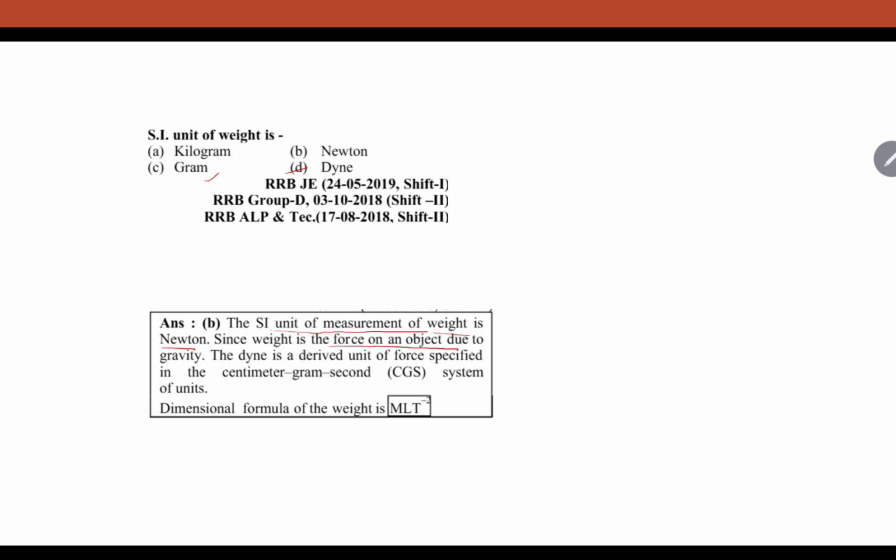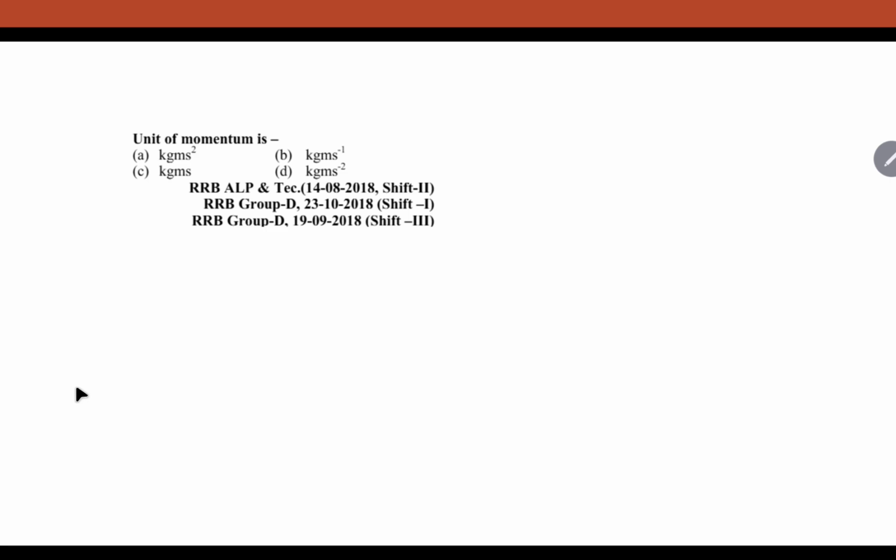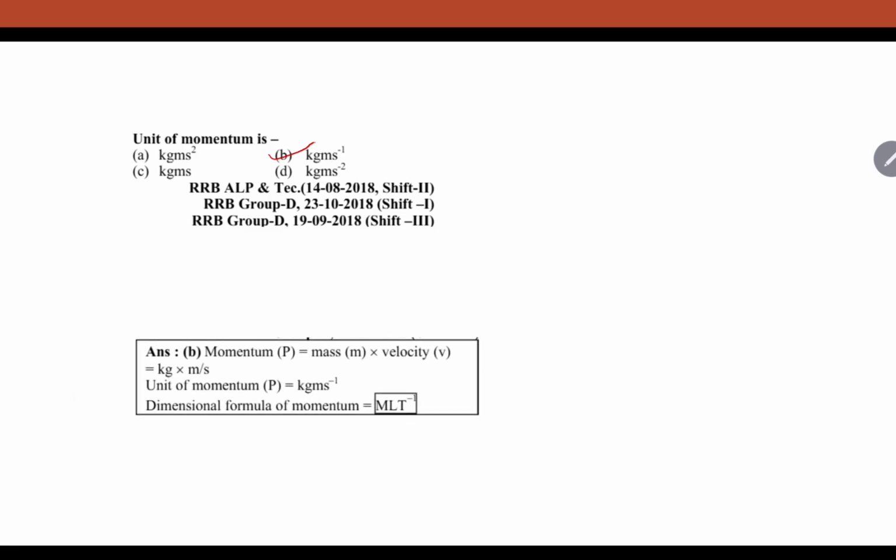Since weight is the force on an object due to gravity. The dyne is a derived unit of force specified in centimeter gram second, that is in the CGS system of units. The dimensional formula of weight is MLT to the power minus 2. And next question, the unit of momentum is, the options are kg meter second square, kg meter second minus 1, and kg meter minus 2 second to the power of minus 2. The right answer for this question is option B, kg meter per second. The dimensional formula for momentum is MLT to the power minus 1.